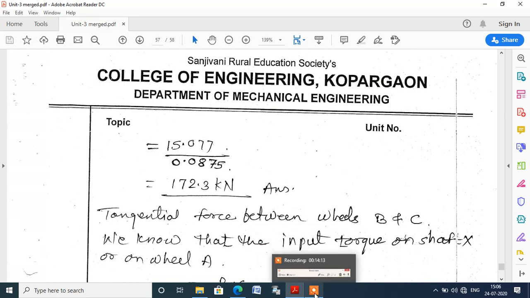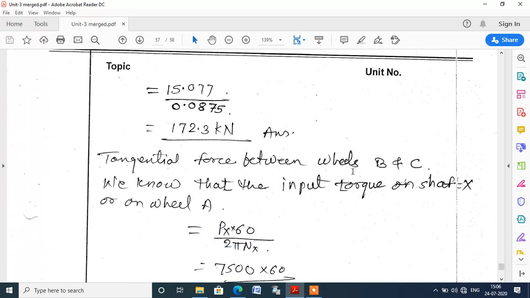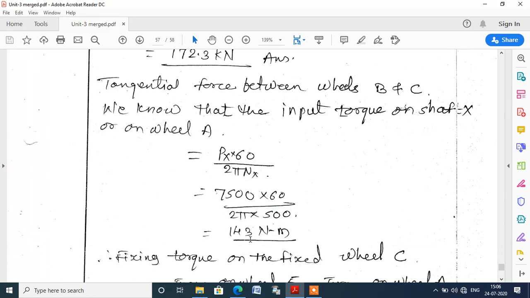Now here, the tangential force between wheels A and C. We know that the input torque on shaft X, that is on wheel A, is again input power into 60 divided by 2 pi Nx. You will get 143 Newton meter.